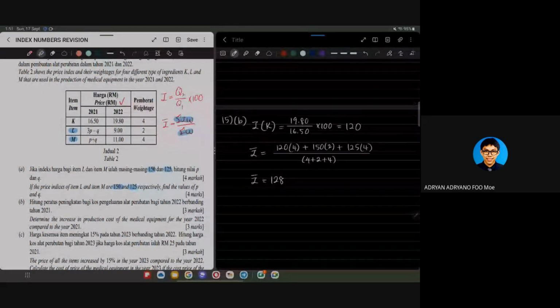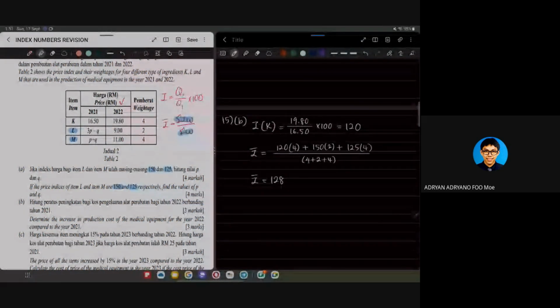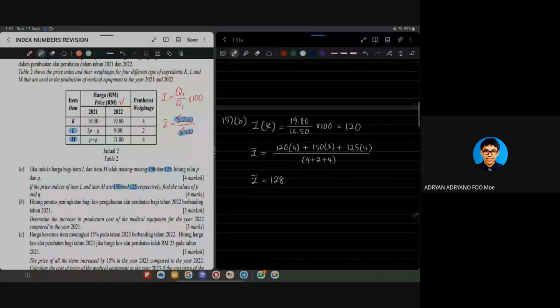They ask, determine the increase in production cost. A lot of students see this answer and say the final answer is 124. Wrong. Yes, very good. Okay, your final answer should be increased by 28%. How do I know increased by 28%?